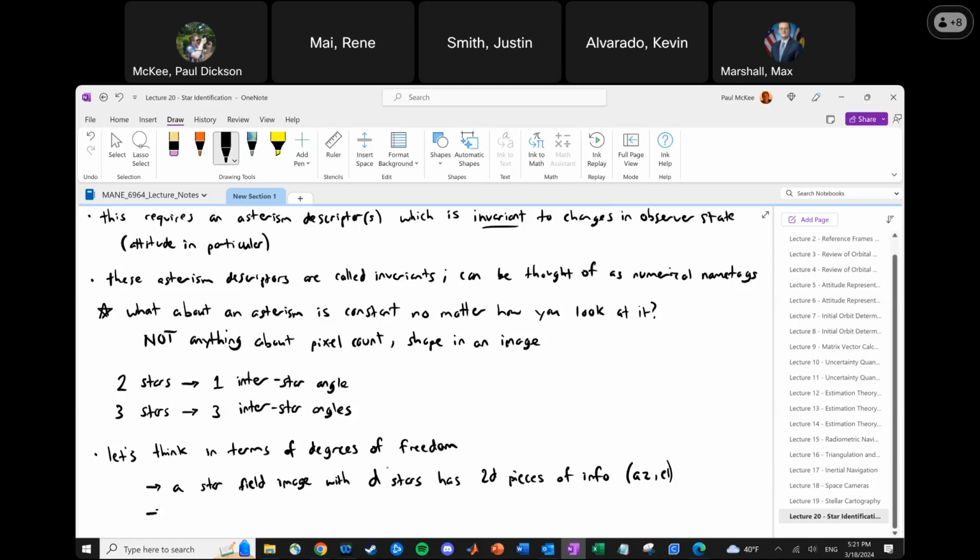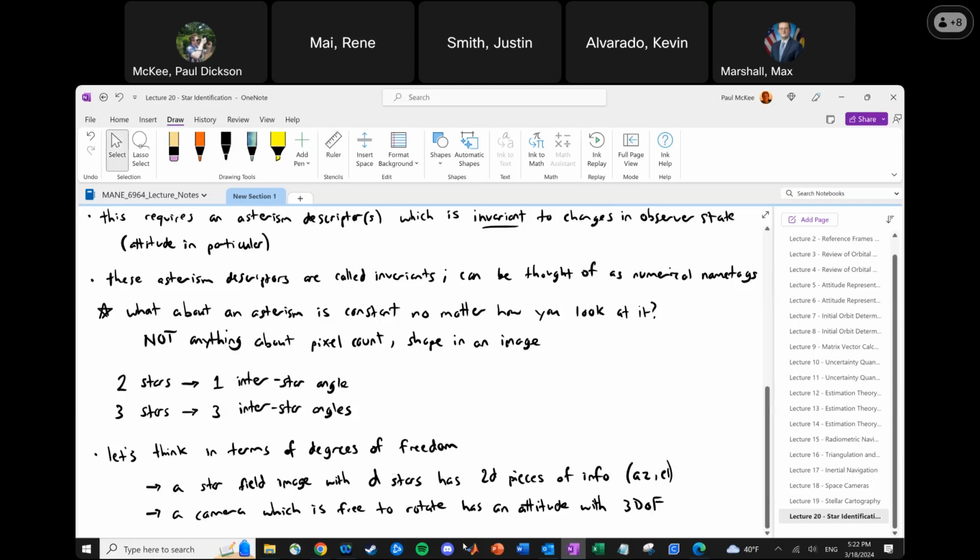Now, a camera, which is free to rotate, has an attitude. And remember, we discussed this all the way back towards the beginning of the semester. An attitude in 3D space has 3 degrees of freedom, right? You could think of it as roll, pitch, and yaw. You could think of it as the 3 unique pieces of information in an attitude transformation matrix, which is 9 numbers with 6 constraints. Or the 3 unique pieces of information in an attitude quaternion, which is 4 numbers with 1 constraint. However you want to slice it, there's 3 bits of information that you need to tell your attitude, but there's 2 times D pieces of information in the image.